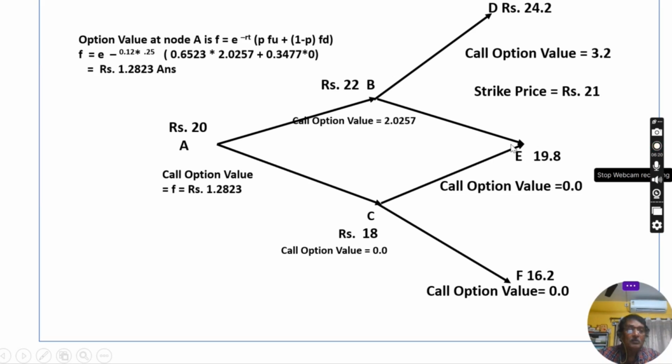Similarly, by applying the call option value at this point and at this point, you may consider this as a single step. You can find out the call option value at this point. How we find that, I will discuss. When you get the call option value at this point and at this point, then it will be easy to find the call option value at this point. So I am taking this part only. By this part only, how we will find out the call option value at this point.